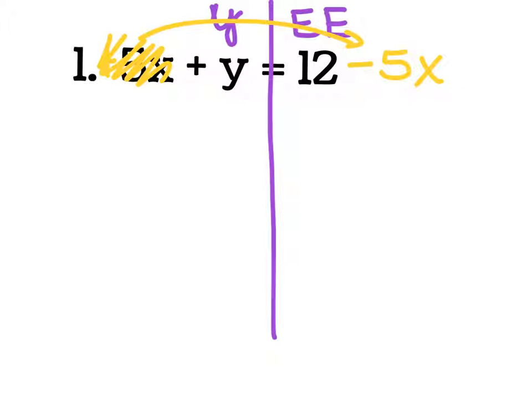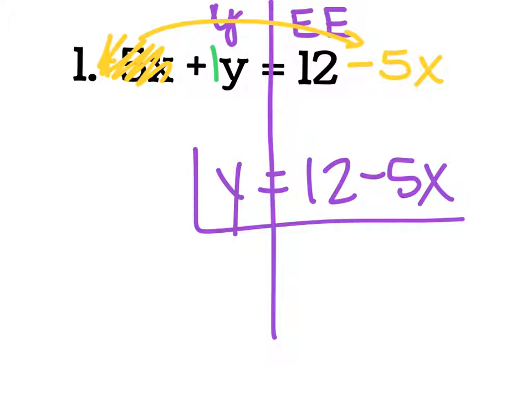The next thing I want to look at, if I'm solving for y, is the number that's in front of y. Well, in this case, there is a positive 1 there. So what I would normally do is this number in front of y, whatever that is, I would divide everything by that. But since the number in front of y is just 1, that means that I have solved my equation. So my final answer is y equals 12 minus 5x. And this equation is now in slope-intercept form.